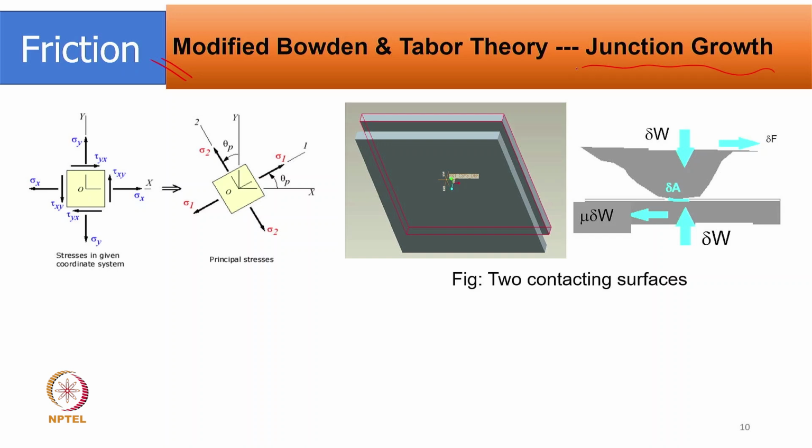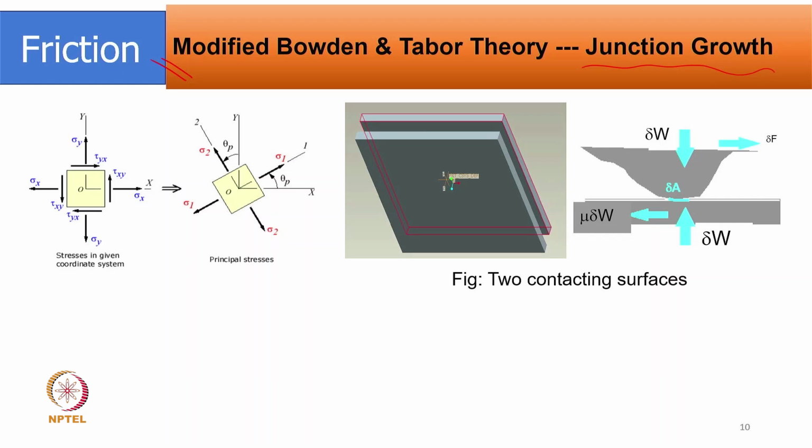Again, this is not 100% correct, but it gives us some sort of feeling about friction. Some people call it a modified Bowden and Tabor theory. What is the meaning here? We are saying that the normal load is applied and the friction force, the tangential force, we are trying to separate, and there is an area of contact here.